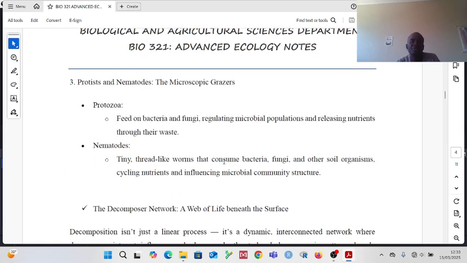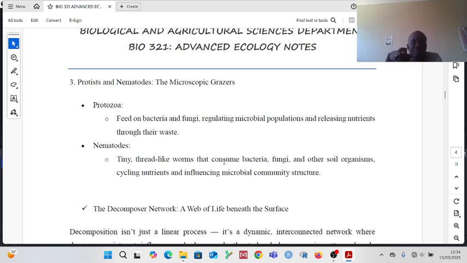Then you have the protists and the nematodes. So with protists, you're talking of protozoa. The protozoa will feed on bacteria and fungi. So by doing that, they regulate the population of these bacteria, the population of the fungi.